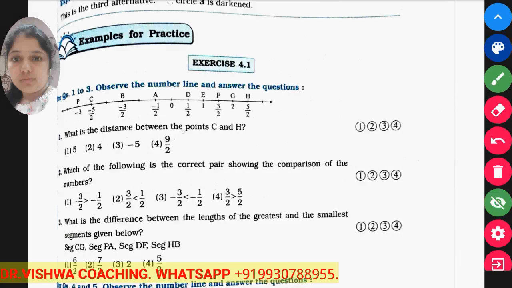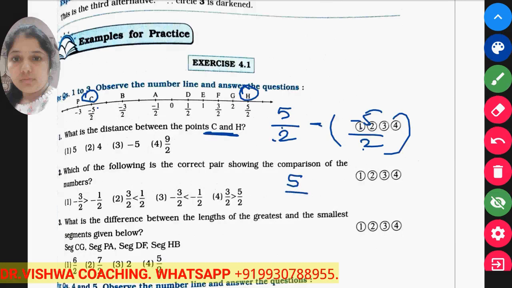Now see, what is the distance between points C and H? Okay, now we all know that the number which is on the right side is greater. So between C and H, H is greater. So C should be subtracted from H. So H corresponds to 5 by 8 and C corresponds to -5 by 8. So subtract this -5 by 8 from this 5 by 8. So minus and minus become plus.